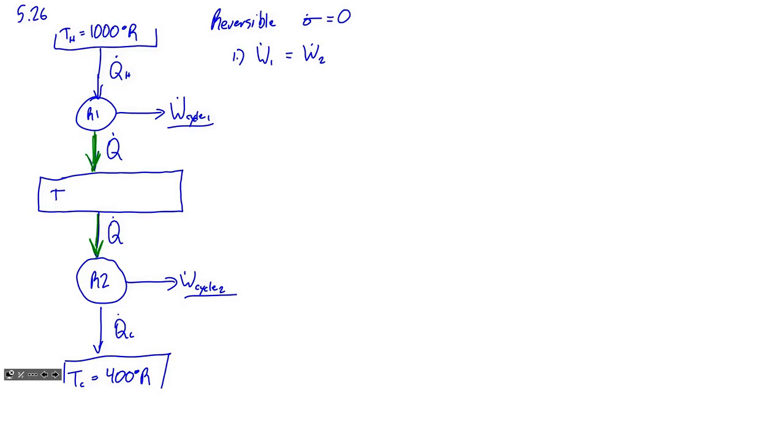The first cycle receives energy QH by heat transfer from the hot reservoir and rejects energy Q by heat transfer to a reservoir at an intermediary temperature. The secondary cycle receives Q from heat transfer from the reservoir and rejects it to QC. All energy transfers are positive in the directions of the arrows. This is reminding you of that super important rule. All of these equations are subject to the arrow direction. So that's actually really important.